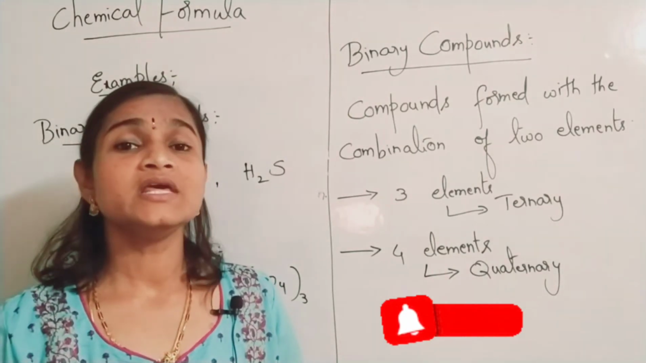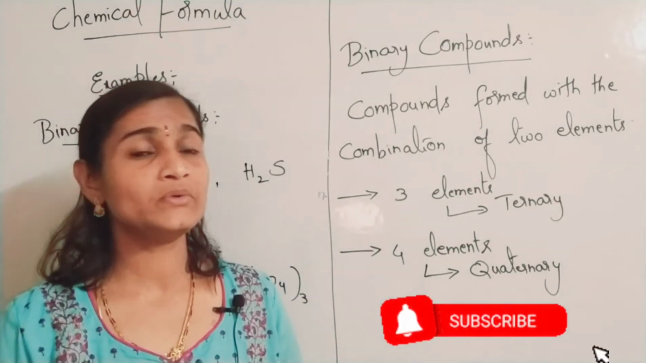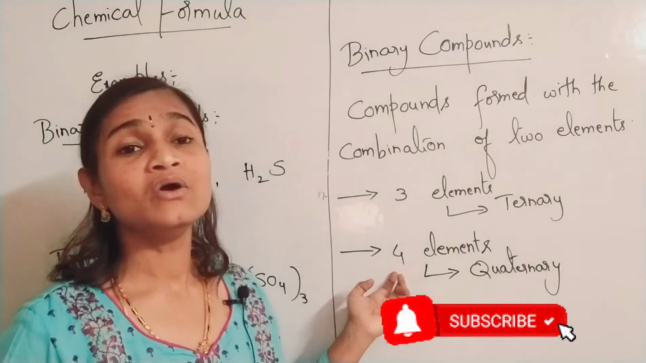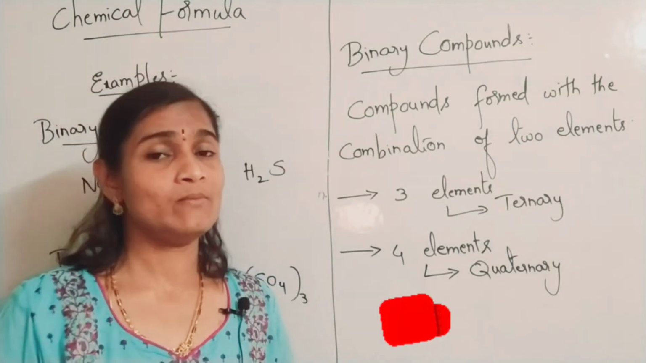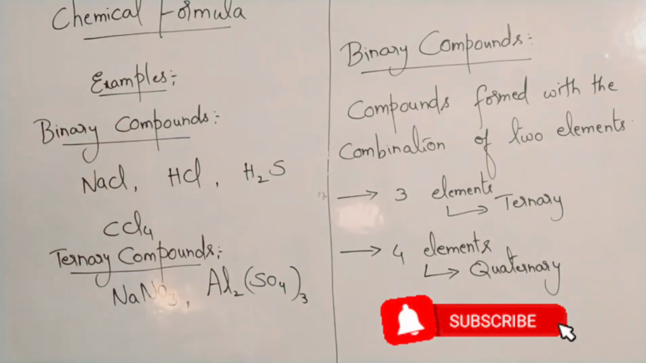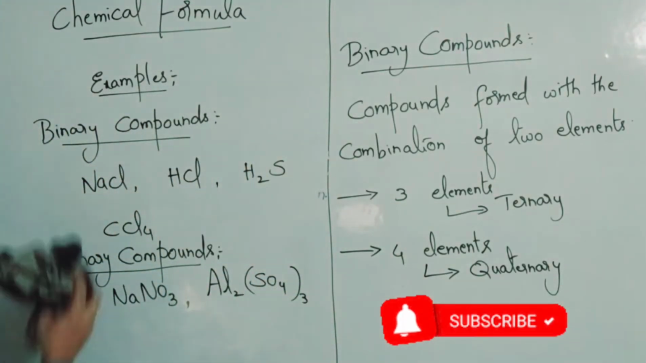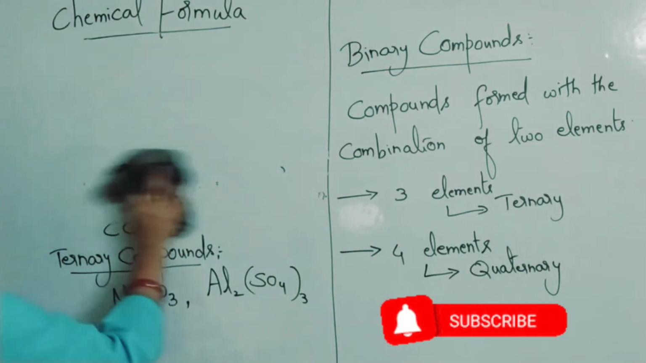Quaternary ammonium salts you will be coming across in organic chemistry, and coordination compounds, certain complexes. In such compounds you will be finding four elements also. You call them quaternary compounds. Right, so these are the different types of compounds. Now let us learn certain rules.